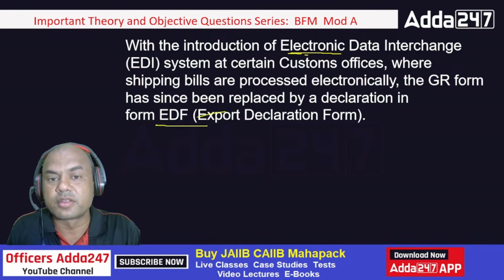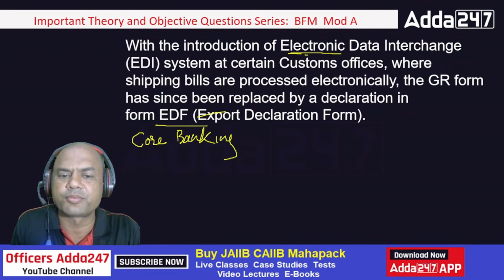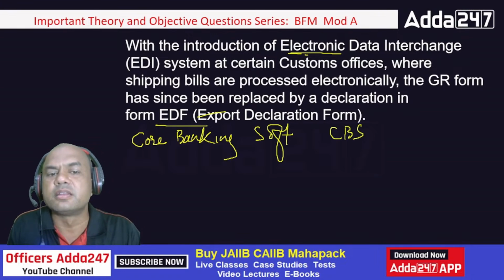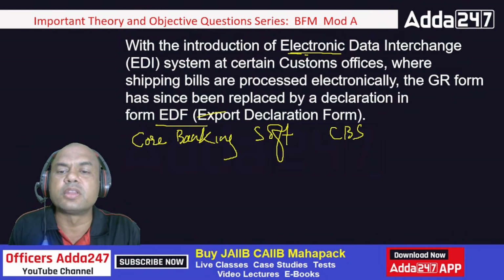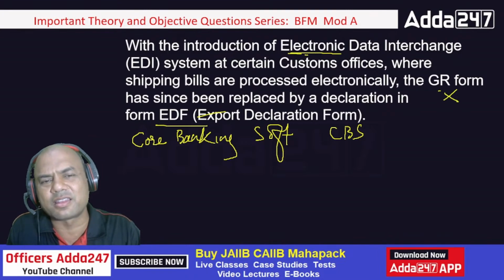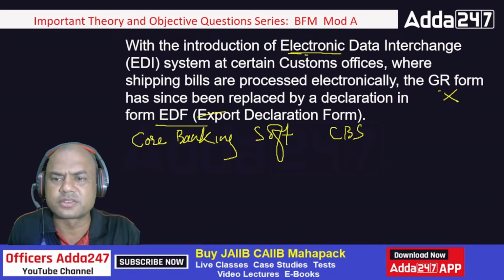So now what has happened? Because of this EDI exchange, what is EDI? EDI is basically like what we have in our banks, core banking software, CBS. All of our banks now have core banking software. Similarly, this customs house has EDI. So CBS for bank equals EDI for customs. Wherever EDI is there, this GR form is of no use. GR form was all handwritten, physical, or on a single sole computer with no interconnectedness. So that is gone now. Everything is under EDF now, export declaration form.